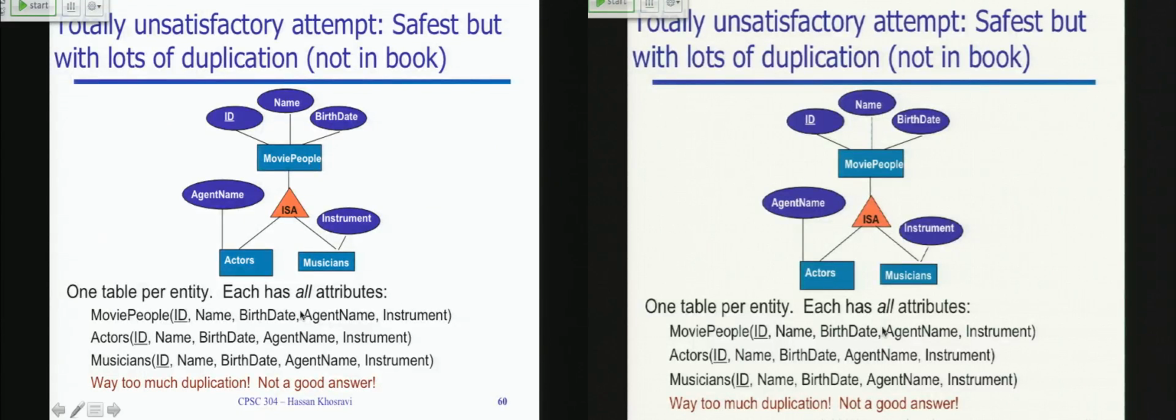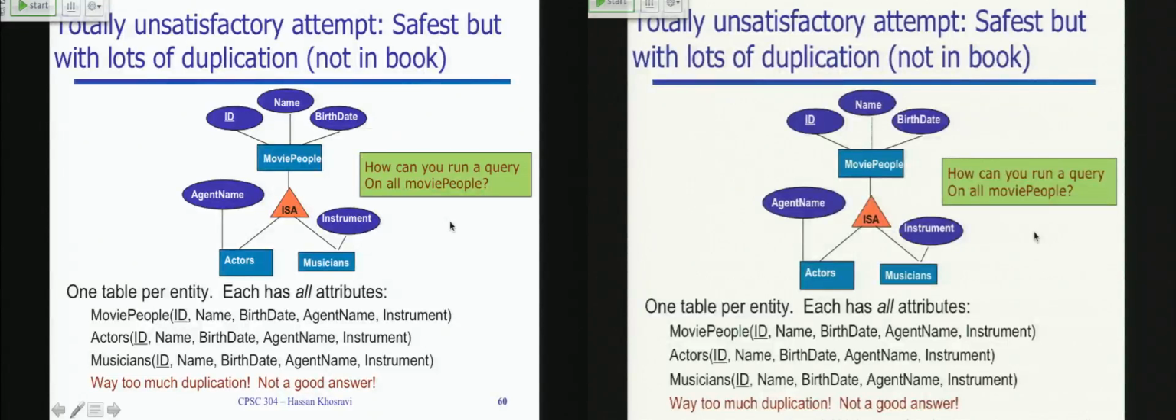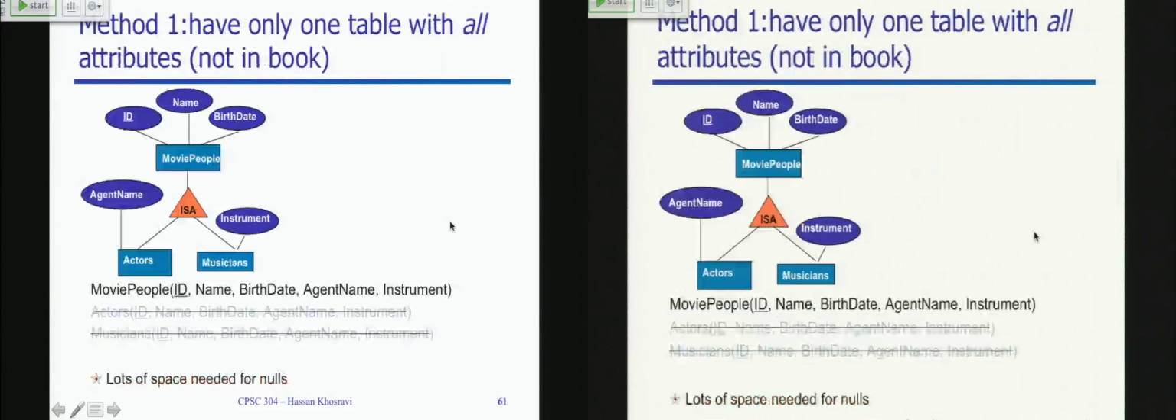And there's a lot of redundancy because we have 3 different tables. A lot of nulls need to be taken care of because if you have an actor, that actor wouldn't have an instrument. If you have a musician, that wouldn't have an agent name. So not a good way to do this. So let's just put this one aside and think about the 3 other models which sometimes would make sense.